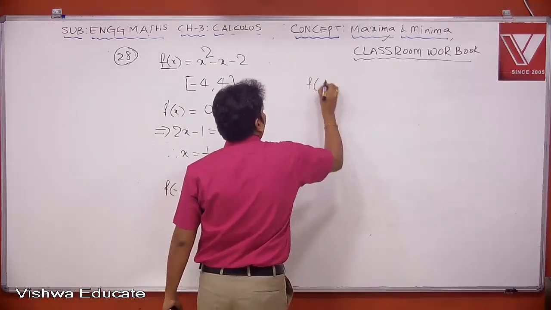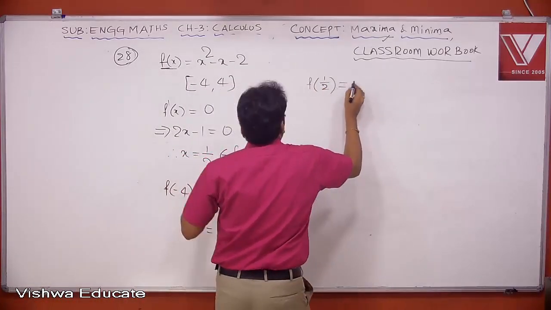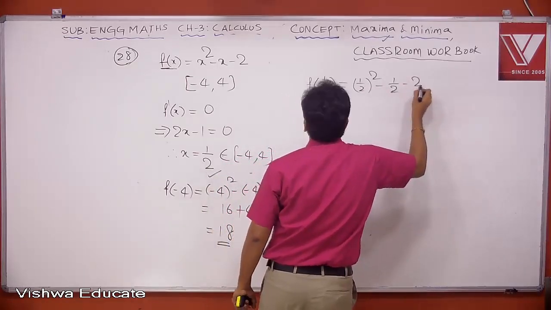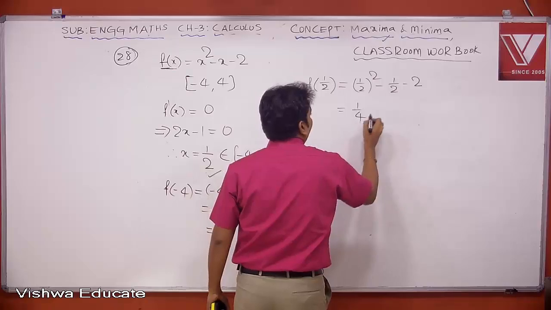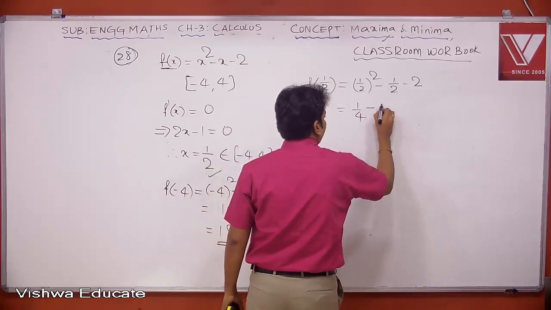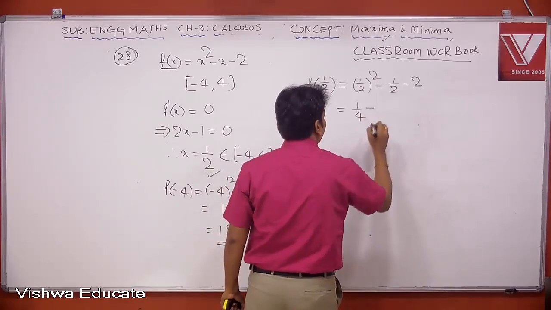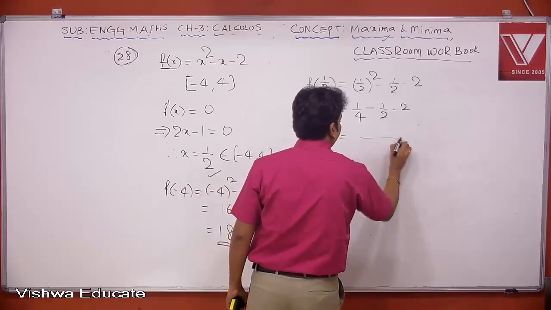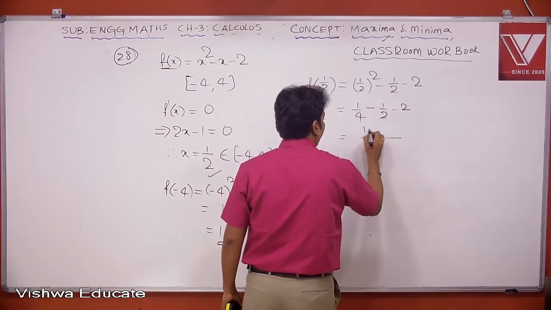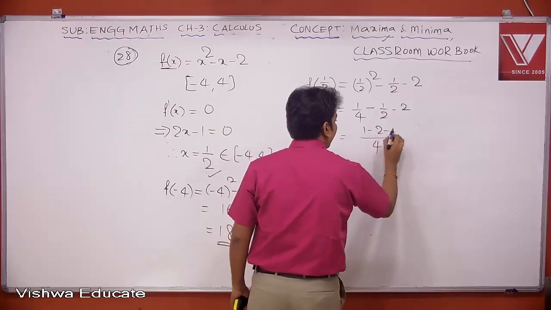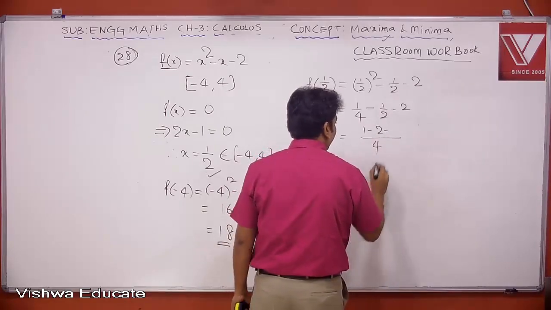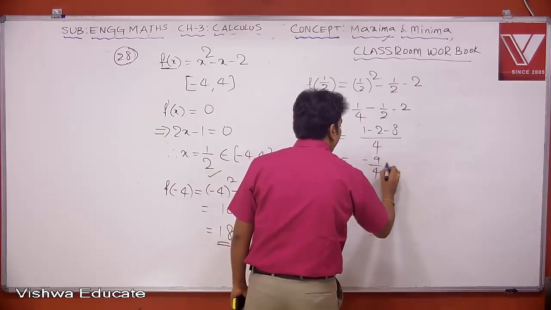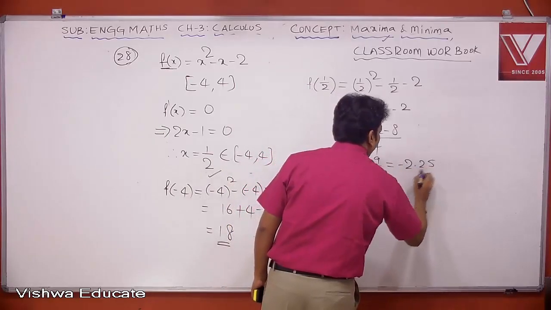Now calculate f of 1 by 2. This is 1 by 2 whole square minus 1 by 2 minus 2. So therefore 1 by 4 minus 1 by 2 minus 2. So here the LCM is 4. This is 1 minus 2 minus 8. So therefore minus 9 by 4. So this is minus 2.25.